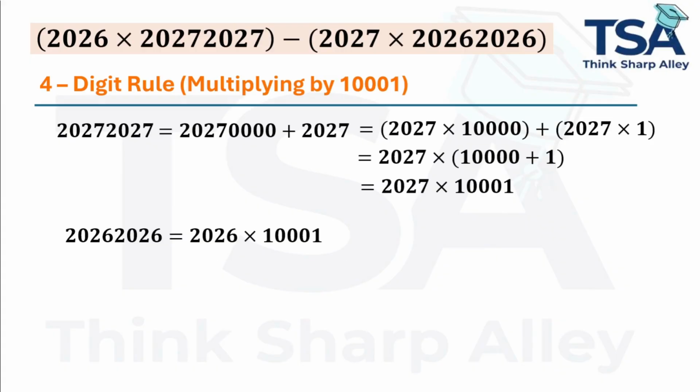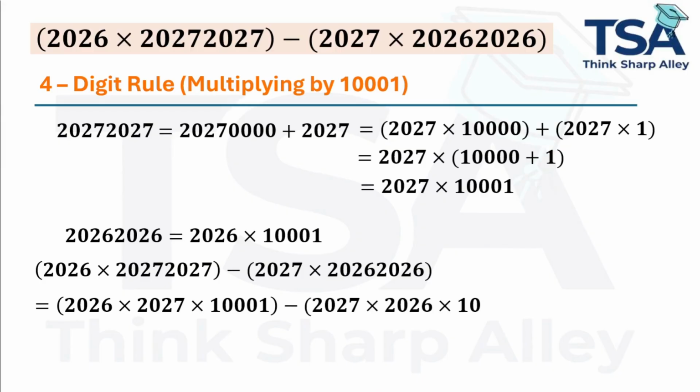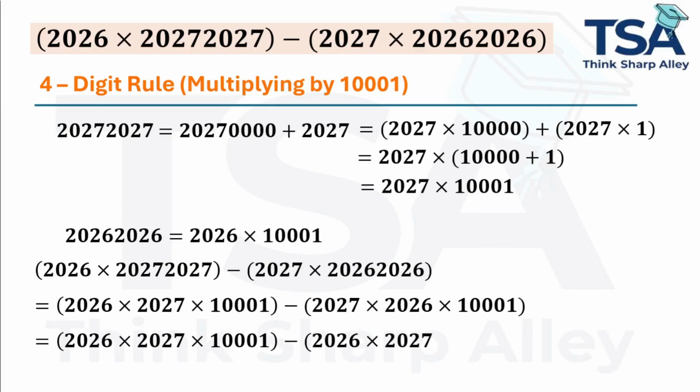Now let's look back at our impossible problem. Armed with our new superpower, we can rewrite these terrifying 8-digit numbers instantly. The first part becomes 2026 times 2027 times 10,001, and the second part becomes 2027 times 2026 times 10,001. Now look closely at both sides, because multiplication can be done in any order. Remember the commutative property? So we can rearrange the second half to read exactly like the first: 2026 times 2027 times 10,001.